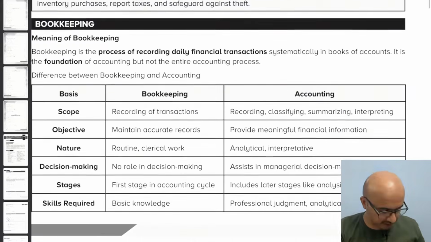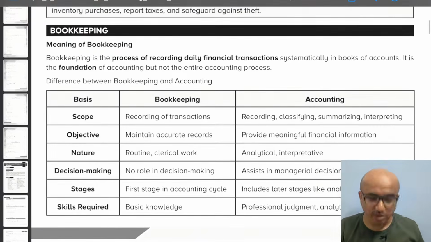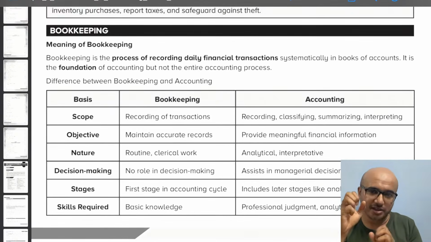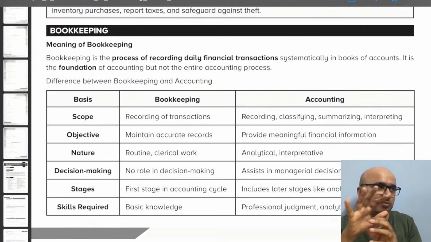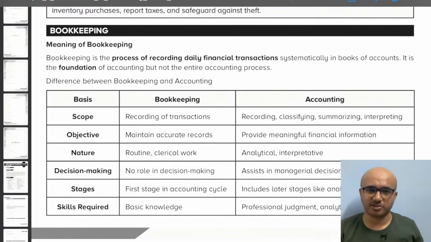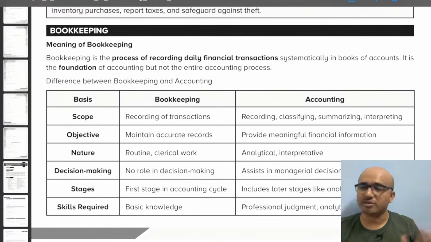Okay, then bookkeeping. Meaning of bookkeeping. Here is something which we have to understand. What we are trying to understand through this table is, how is bookkeeping different from accounting? Because accounting is the whole system as such, and bookkeeping is one important part of that system. Let's see. Bookkeeping is the process of recording daily financial transactions systematically in the books of accounts, for example, primary books of accounts, which are the journals. So that is what we do in the case of bookkeeping.